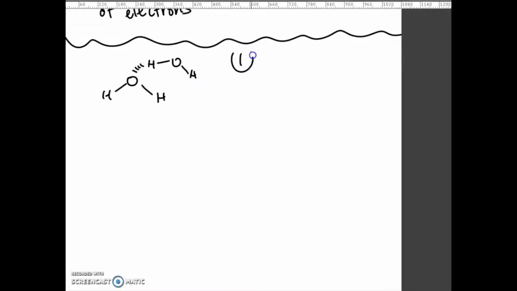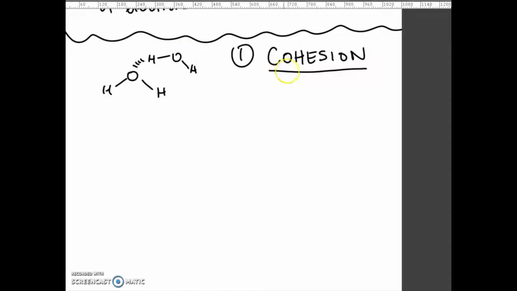this is called cohesion. This is the first property of water. Water molecules are going to bond with other water molecules. So this is water to water.